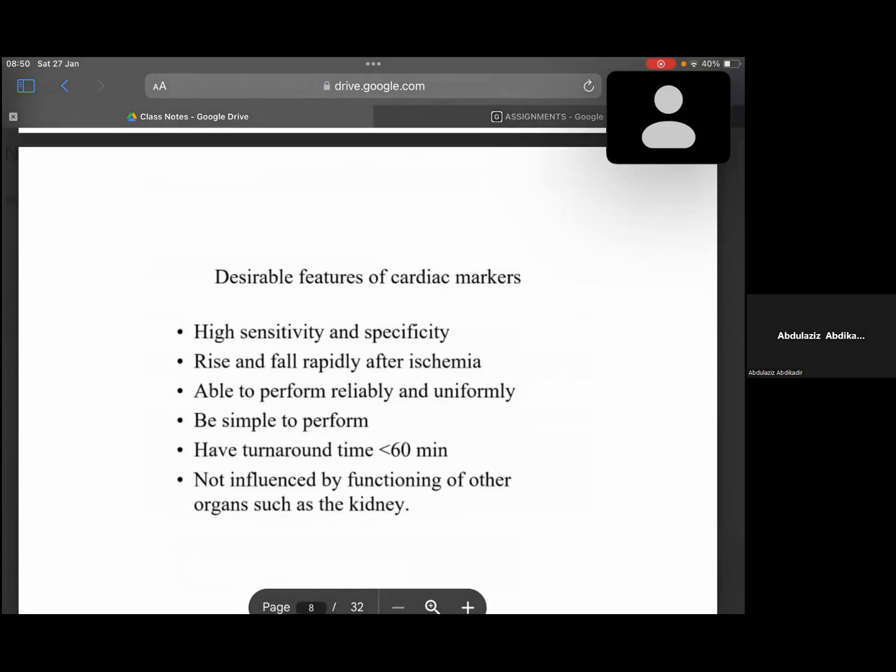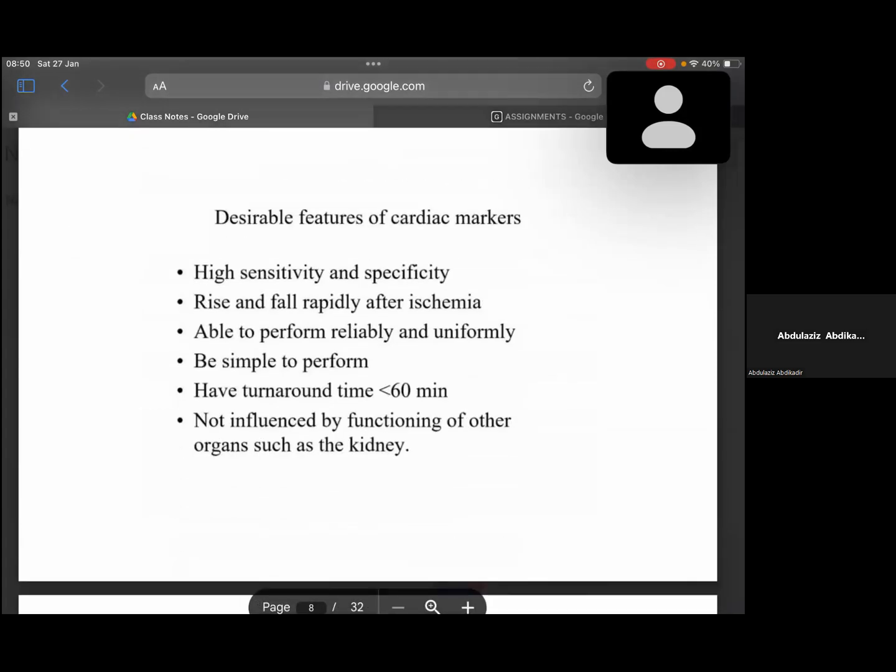So the desirable features for the cardiac biomarkers: high sensitivity. What does that mean? By high sensitivity, it's like a small infarct, no matter how small it is, it picks up. By high specificity, it should be specific to that organ.